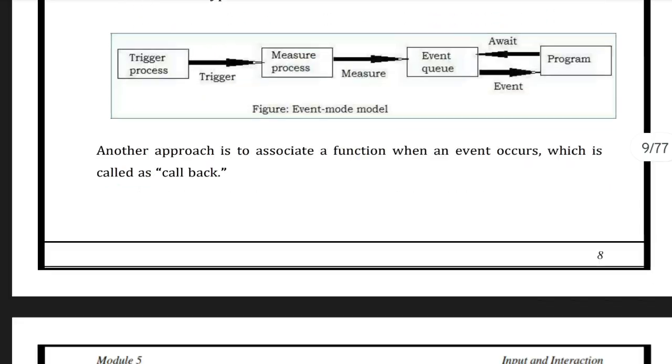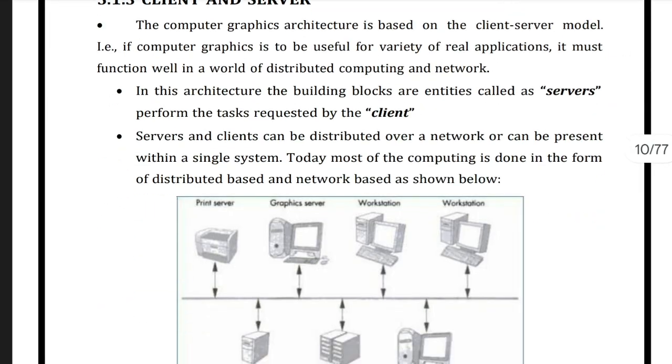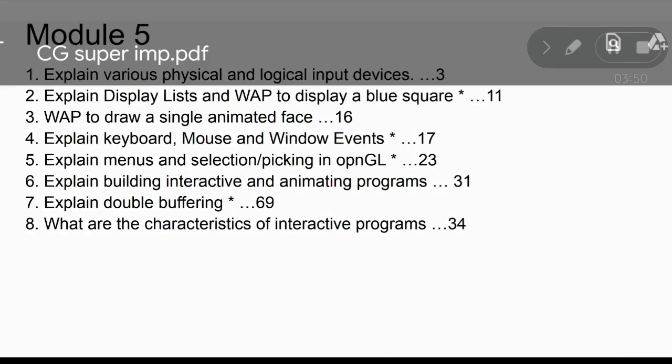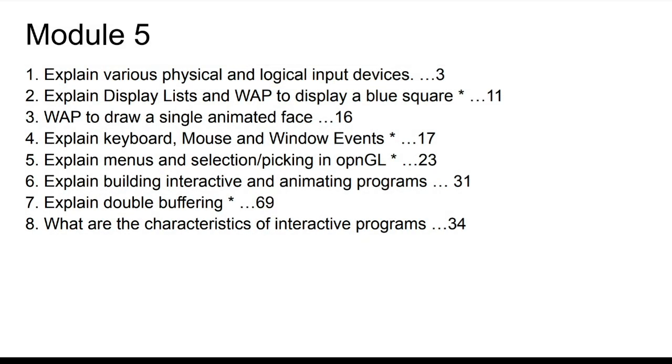Okay, if they ask explicitly. In client and server, it's not important. Display list. Okay, so the next question is, I guess, display list. Explain display list and write a program to display a blue square.